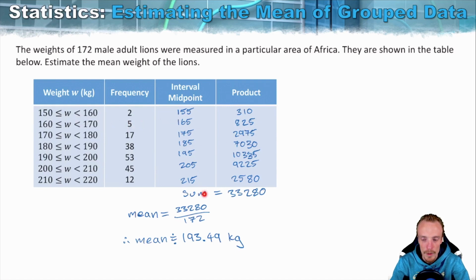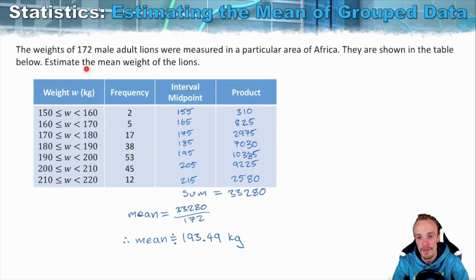Once you've got that, then you go, well, how much total would I have had if I had 2 lines of 155? And that gives us our product. So essentially what you're doing now is multiplying the frequency with the interval midpoint as your next step. Once you've got that, this now allows you to get a sum, which is what we need for our mean. So we add this column here together to give us our sum that we then use in our formula here for mean, which is the sum divided by however many total data points there were.